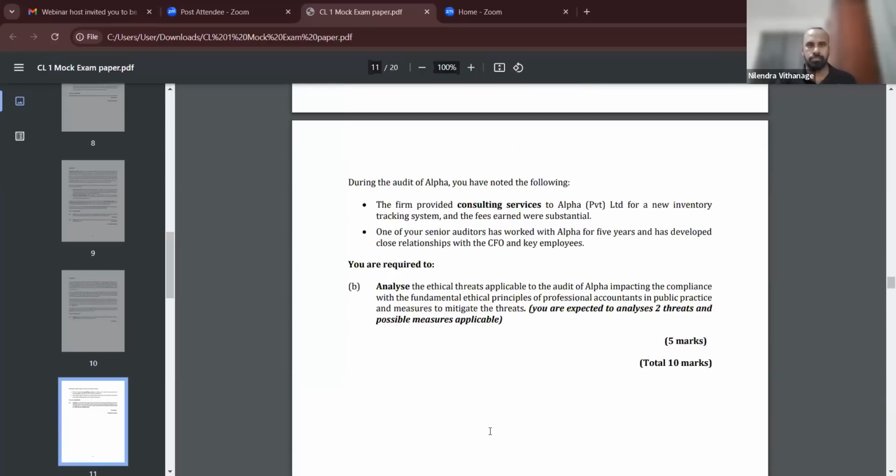Look at part B. Part B, analyze the ethical threats. Threats to independence applicable to the audit of Alpha, impacting the compliance with the fundamental ethical principles of professional accountants in public practice, and measures to mitigate the threats. So analyze the threat and what are the mitigating actions.